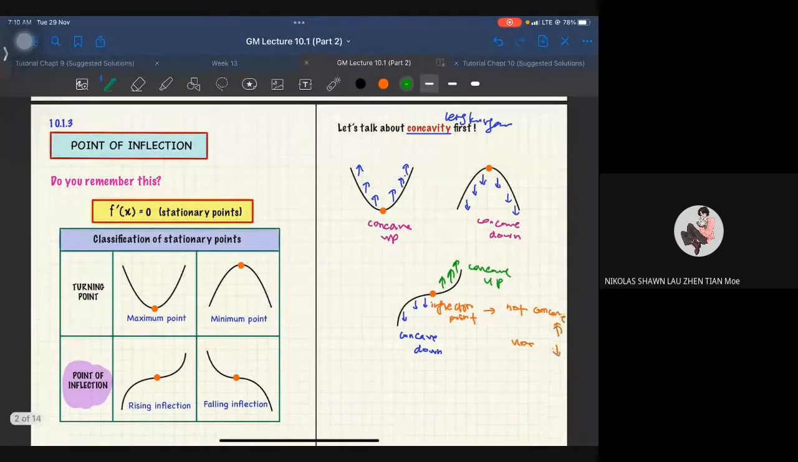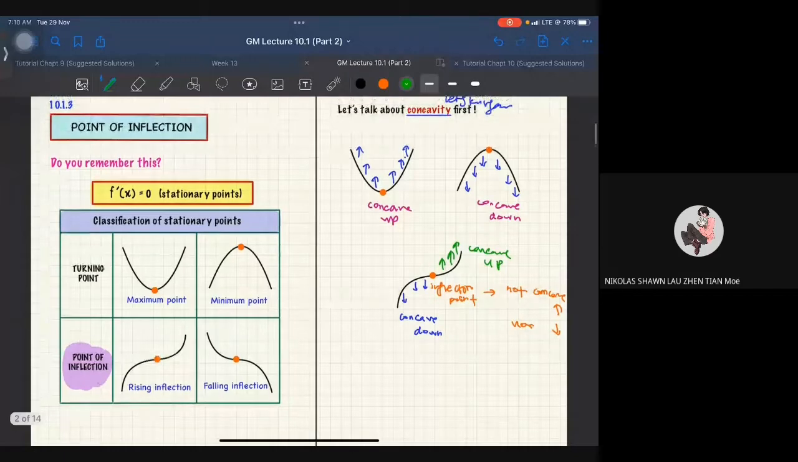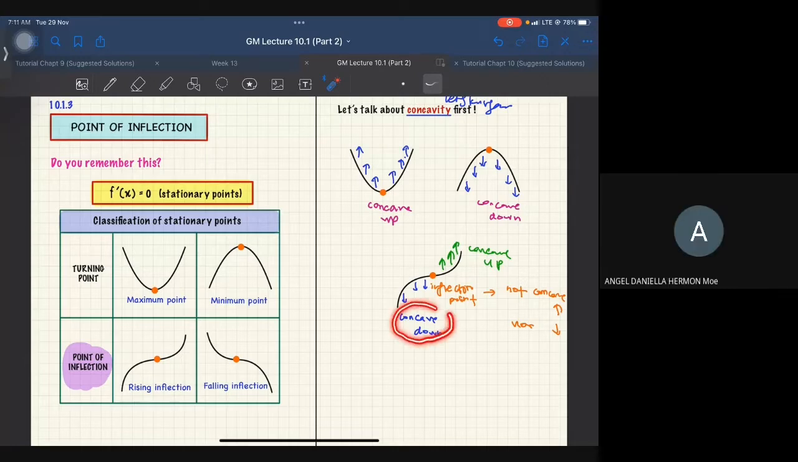Okay, so conclusion yang kita boleh buat for inflection point, okay, so for it to become an inflection point, dia mestilah changes in sign. Bukan changes in sign, sorry. So saya sebut dia dulu, it must change in the concavity. Okay, so sekarang dekat belah kiri ni, dia concave down.